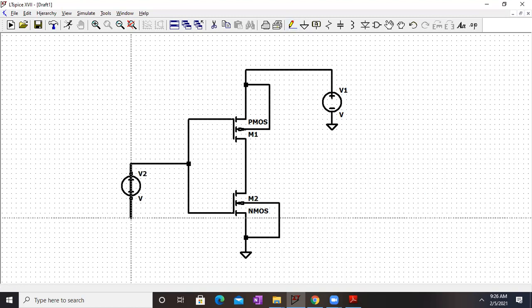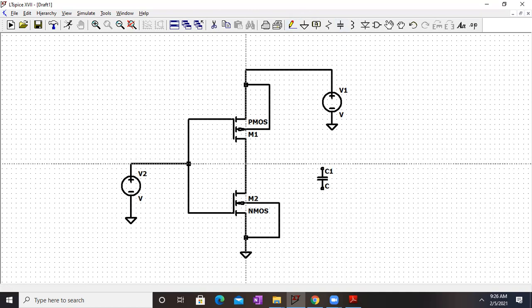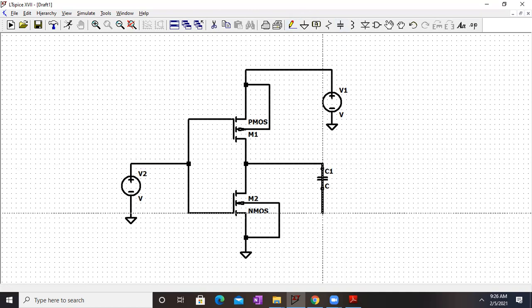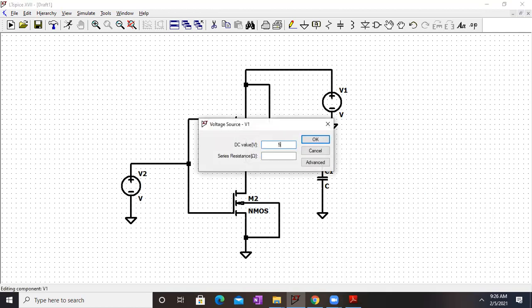Fine. And at the output, we have a lumped capacitance. So let me take a capacitor over here and connect it like this, and this will go to the ground like this. Okay, so we have made the circuit. We have to give the values over here. So first of all, let me give this as 5 volt.